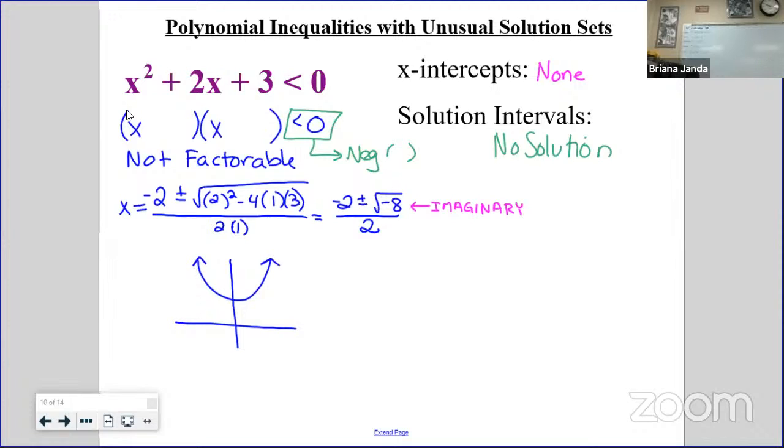Now, I could change that a little bit. What if I said greater than 0? Where is this graph greater than 0? You got it. All numbers, everywhere. Everywhere is negative infinity to infinity. So those are kind of unique answers to a question like this.